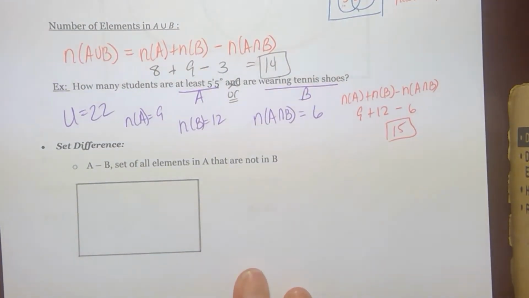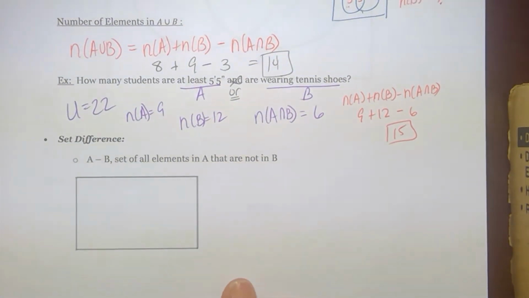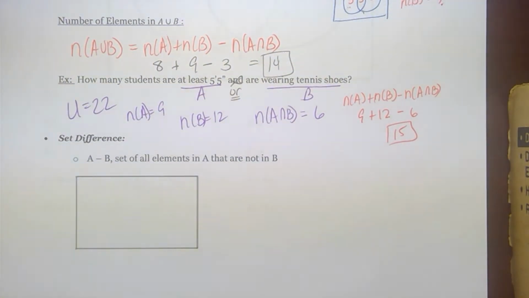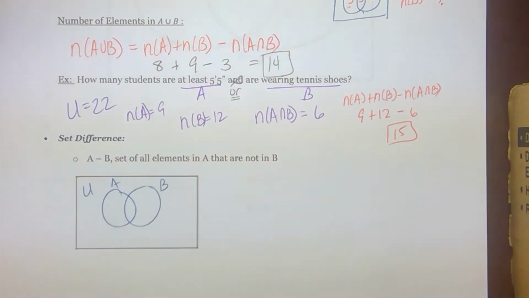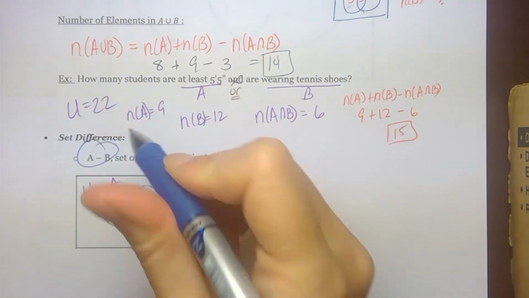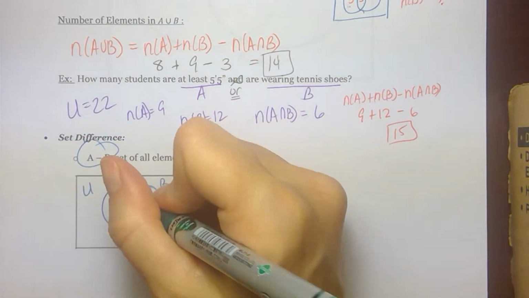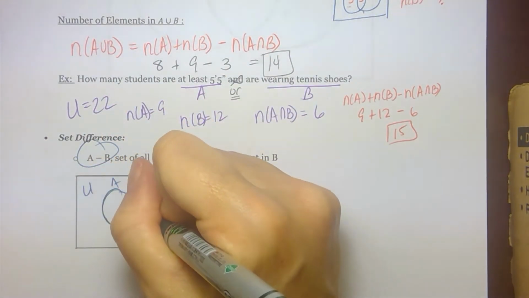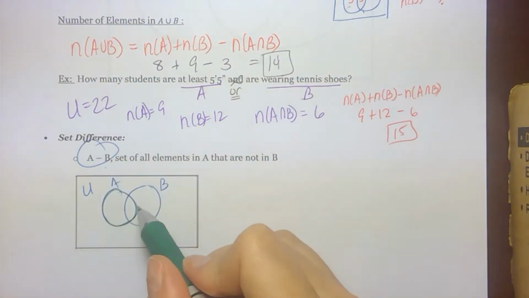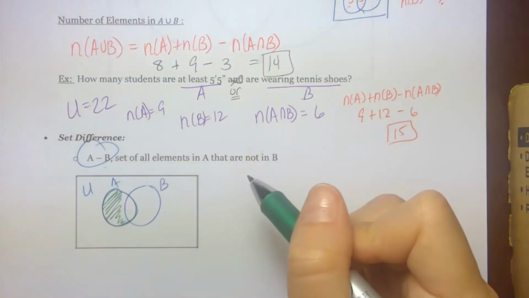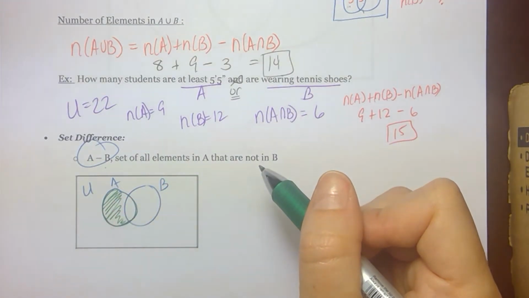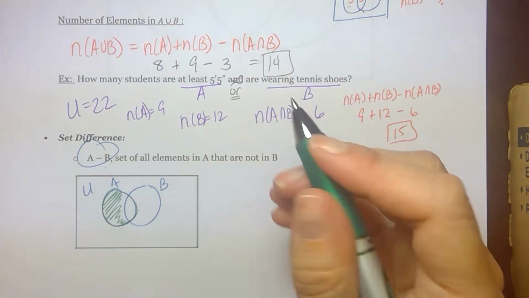Okay, set difference. A minus B is the set of all elements in A that are not in B. So if we sketch our overlapping sets, A minus B means I'm starting with A, so I'm interested in the A loop, and then I take out B. So this region that's also in B, I don't include it. I'm interested in just A.